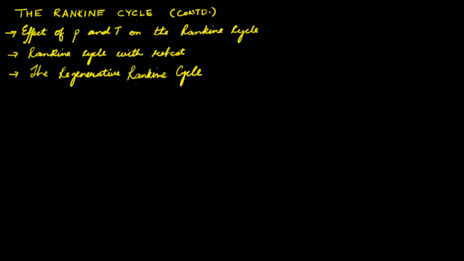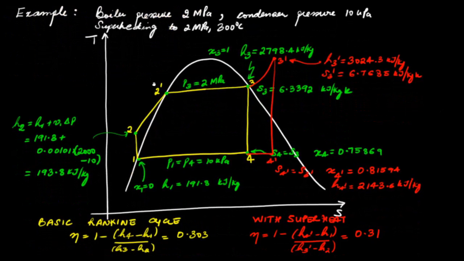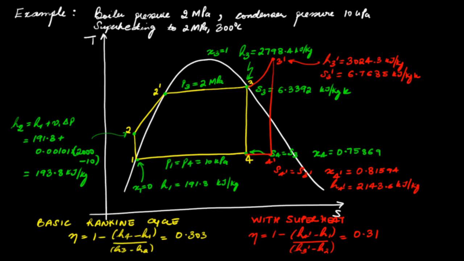Before we discuss these topics, let us just look at the solution of the problem that I posed towards the end of the previous lecture. So the problem was that if we have a basic Rankine cycle with a boiler pressure of 2 megapascal and a condenser pressure of 10 kilopascal, then what is the efficiency?